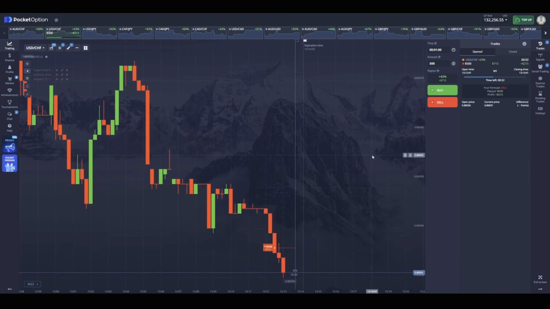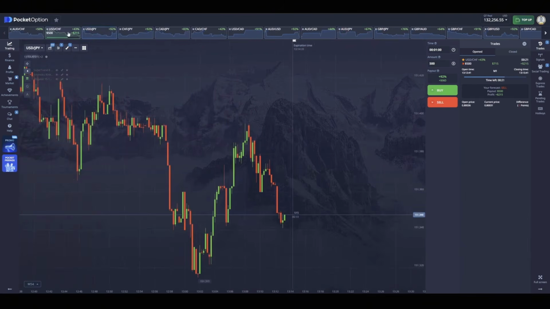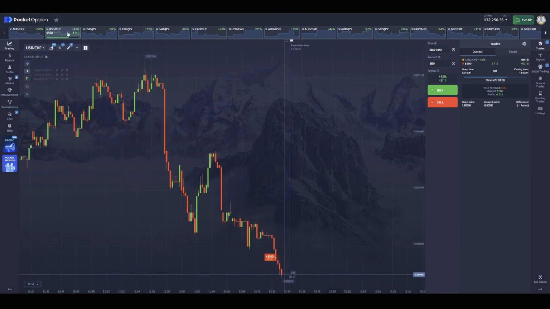Yes, this isn't a great option because the payout is small. For example, on $1,000, we'll only get $430 in profit, whereas on some other currency pairs that are harder to analyze, we could have gotten not $400, but, for example, $900.